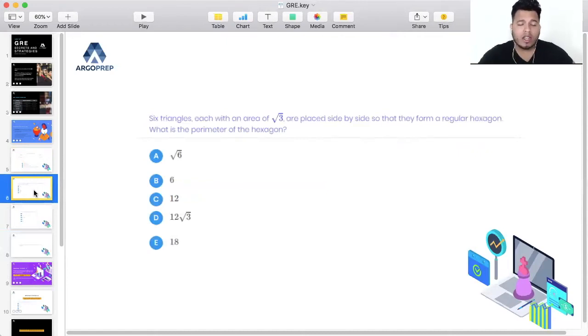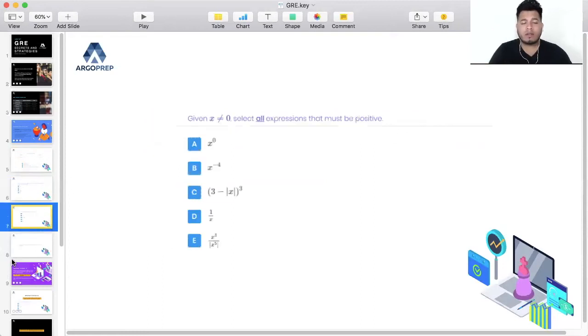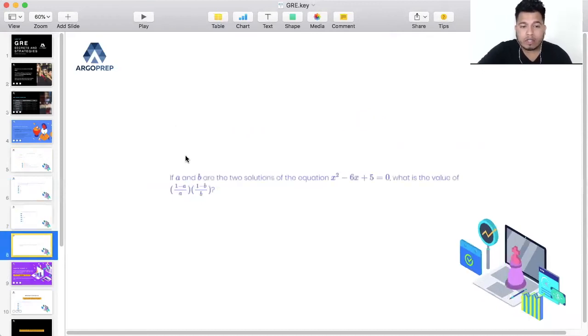This is a great question. You need to know, once again, some geometry rules over here. This is an easy question. This one is laws of exponents. You have to know your laws of exponents. And this question over here is a numerical entry question as well. We won't go over this.